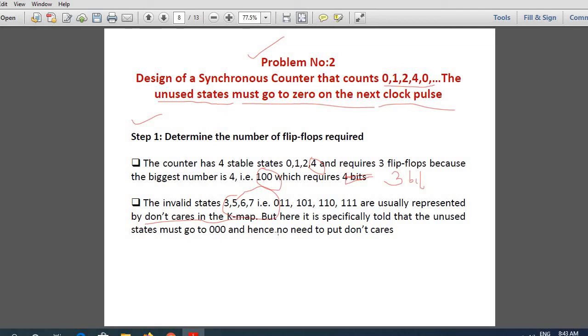But here, what is the difference? In the question itself, it has been told that the unused states must go to 0. So, in the design itself, for these invalid states, you are going to specify the next state. You don't need to put don't cares. I'll show you why in the next slide. If it is specifically told in the question like this, it's not the don't cares that you have to put. You have to make the design in that way.